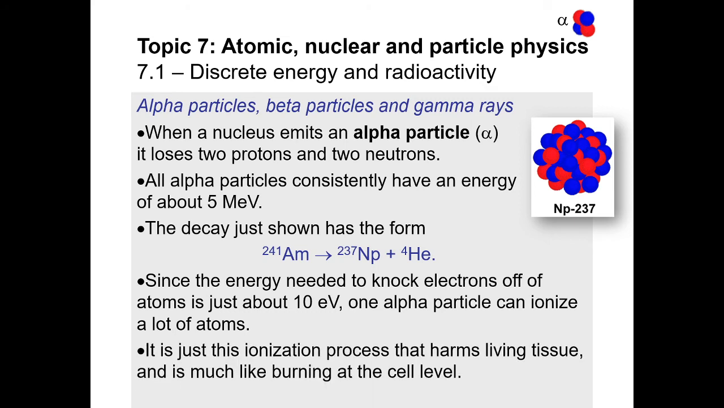Now, when it comes to radiation, not all types of radiation are harmful. What is very harmful is when the radiation is what's called ionizing. Ionizing radiation is when it has the energy and the capability to destroy cells at the molecular level.